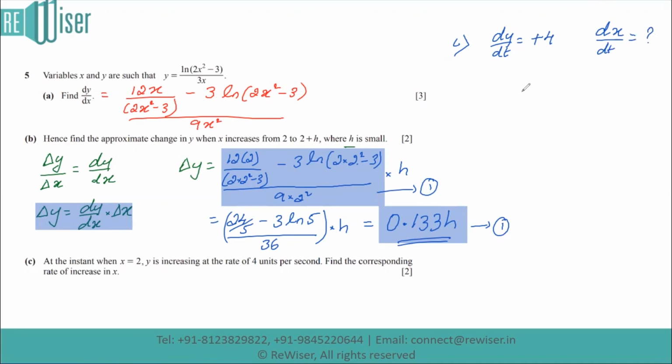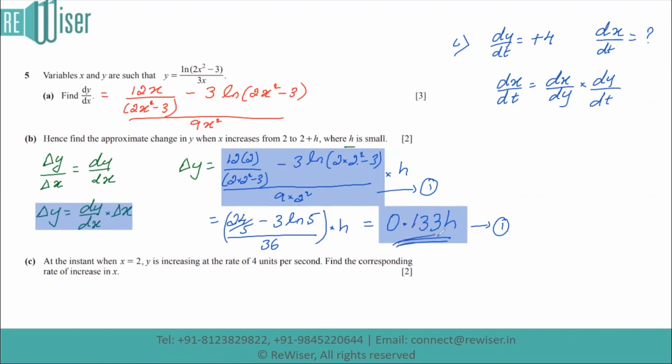Now, clearly we should be aware that dx by dt would be the same as dx by dy, or the other way around, dy by dx. Okay, so I'm going to take it like this. dx by dt would be the same as dx by dy multiplied by dy by dt. In that case, basically dy and dy can get cancelled out, and I'll be getting dx by dt itself. At x = 2 is what we need to find out.